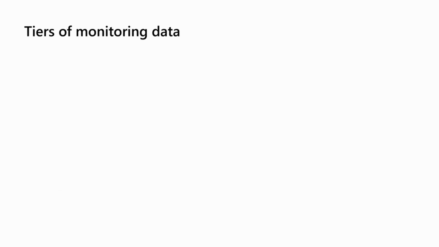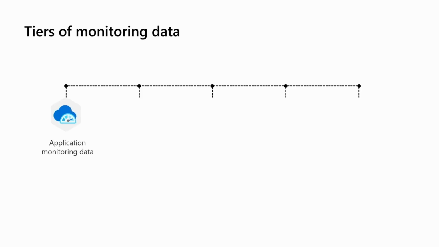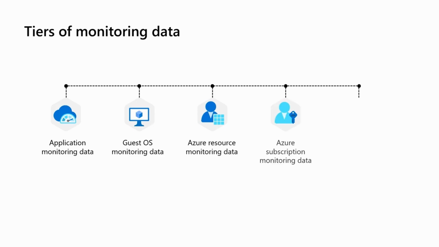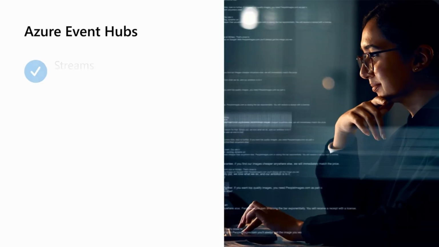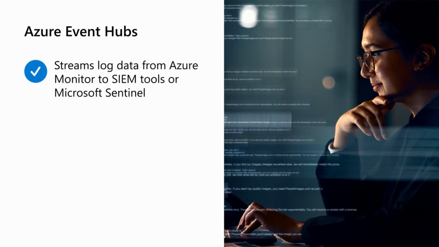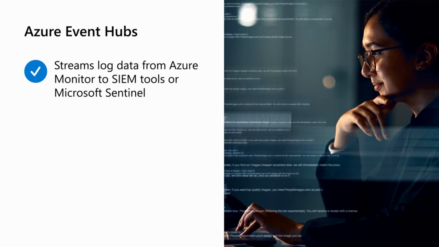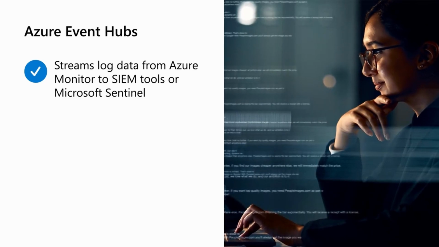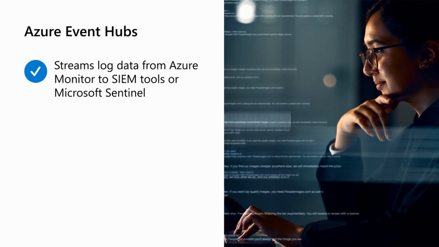You learned that Microsoft Defender for Cloud integrates with Azure Monitor to provide centralized logging and monitoring capabilities. You were also introduced to the 5 tiers of monitoring data that can be sent to Azure Event Hubs: application monitoring data, guest operating system or guest OS monitoring data, Azure resource monitoring data, Azure subscription monitoring data, and Azure tenant monitoring data. Azure Event Hubs streams log data from Azure Monitor to partners' security information and event management, SIEM tools, monitoring tools, or Microsoft Sentinel.